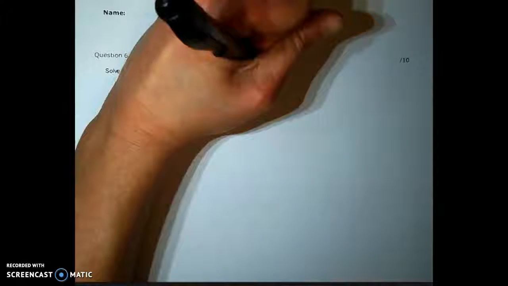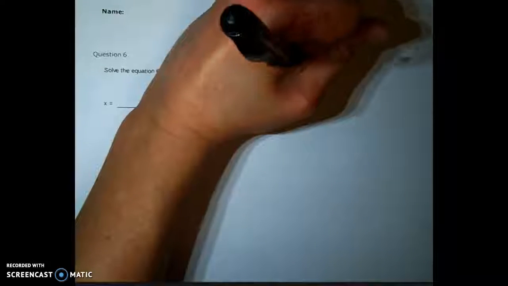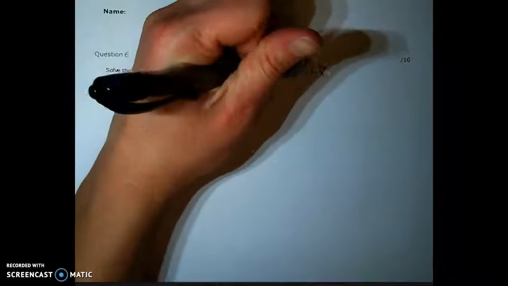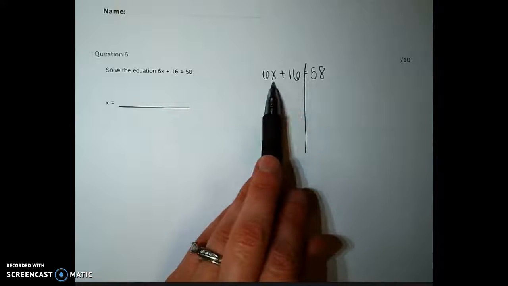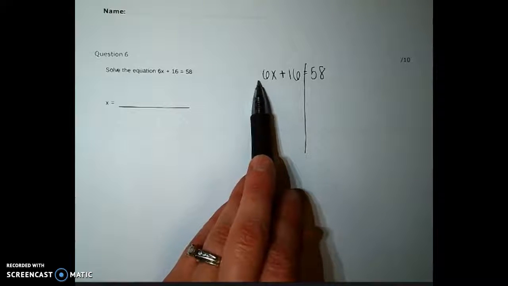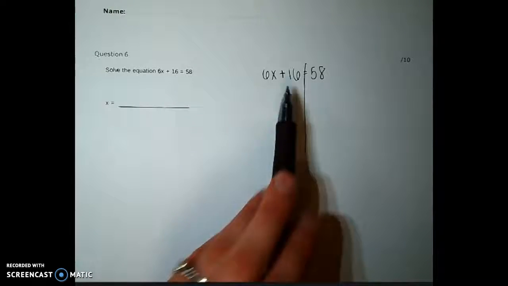Our next example is the first thing that we've seen with the two-step equation. Now when we have two-step equations, we always get rid of addition or subtraction first and multiplication or division second. So I'm going to start by rewriting my equation: 6x plus 16 equals 58, and I'm going to draw a line down my equal sign. And I know that I have to undo my addition first before multiplication because it's the opposite of order of operations since we're getting rid of things.